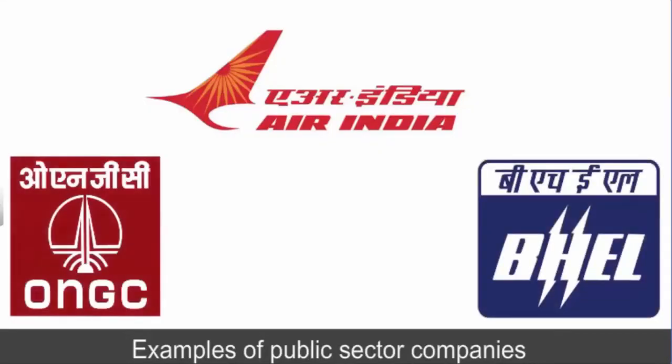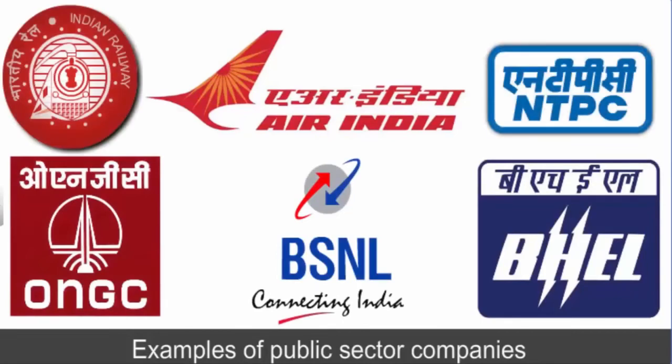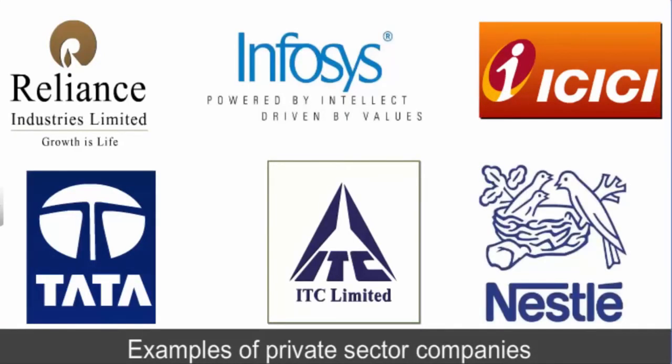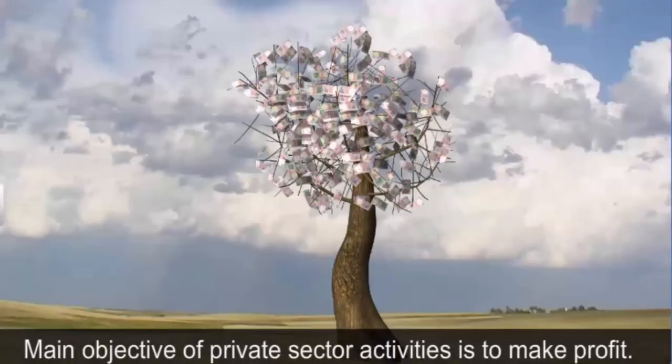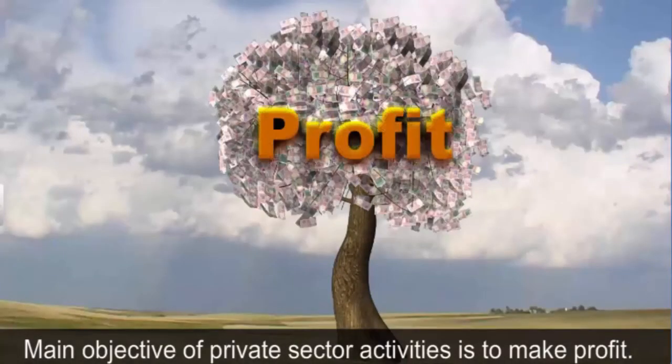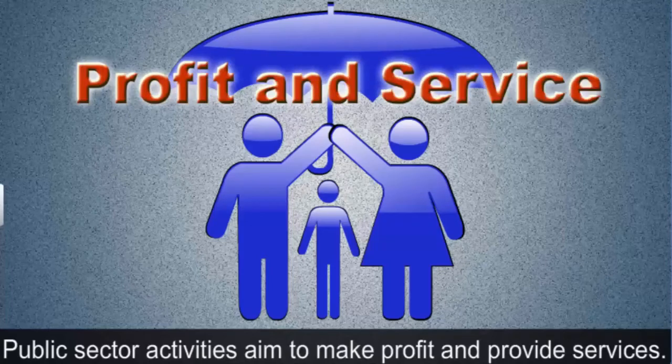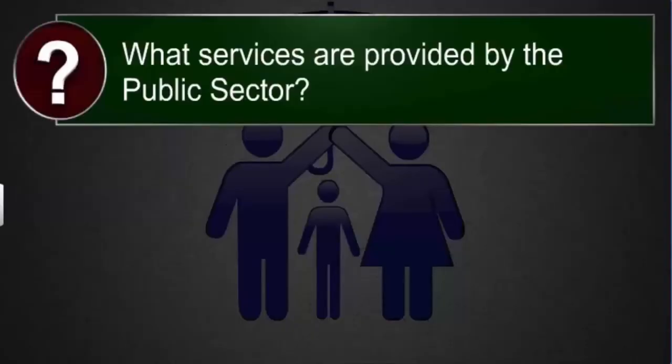There are over 200 public sector companies or undertakings in India, which include the Indian Railways, Air India, and many others whose services we use every day, like the post office. And here are a few of the thousands of private sector companies operating in India. The main objective of private sector activities is to make a profit. On the other hand, the motive of public sector activities is to make a profit and also provide essential services. Let us see what services are provided by the government through the public sector.